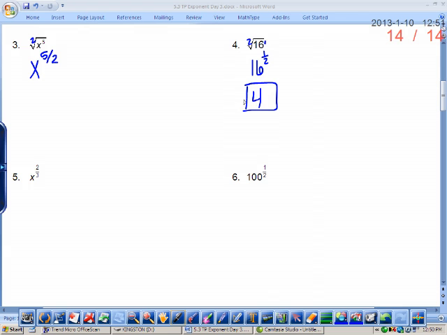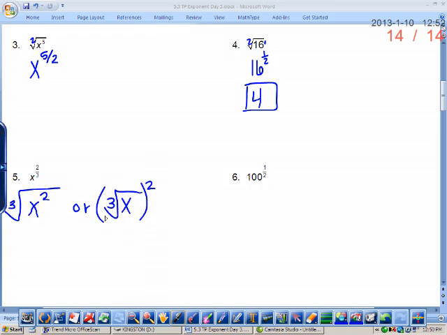All right, x to the 2/3 power. Now I want to rewrite that using a radical. The numerator stays your power, so it's x squared. The denominator is the index of your radical. So you could write this as the cube root of x squared, or you can write this as the cube root of x, squared. These mean exactly the same thing.